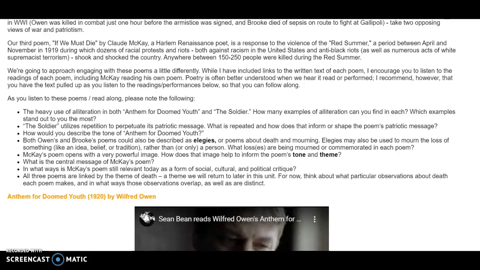kind of poem. And then as we continue on, you'll see that the fifth bullet point is a question that involves some more literary devices, tone and theme in relation to McKay's poem, pardon me, If We Must Die. Then, as you see in the last two bullet points, the central message of McKay's poem, that's a focus on theme in particular. Then the last bullet point asks, in what ways is McKay's poem still relevant today? That one's a bit different because we're not going to really do a question like that. But still, it asks you to think about specific themes and ideas, just bringing them up to present day.